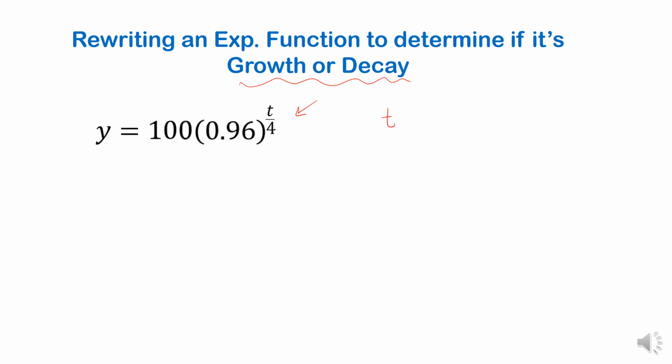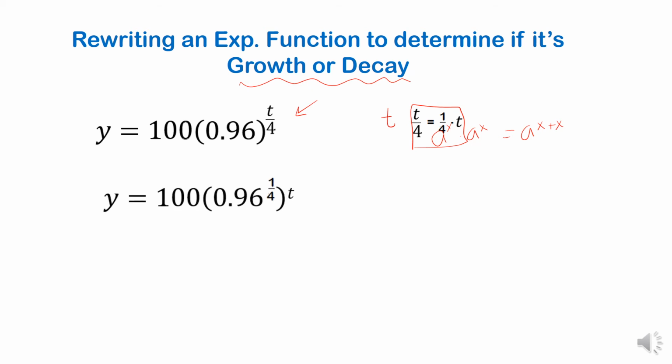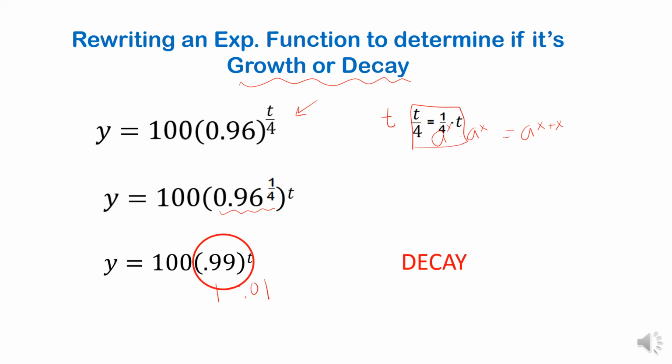So what we do is remember the rule of a to the x times a to the y equals a to the x plus y. So now we're going to do, and I just showed you that here, t to the fourth equals 1/4 times t, so we're going to separate it. And we're going to put the 1/4 inside the parentheses and the t on the outside. Then you're going to calculate the fourth root of 0.96, and that is 0.99. And I can see that this is less than 1. This would be 1 minus 0.01, so this is decay. Okay? All right, let's try a different one.